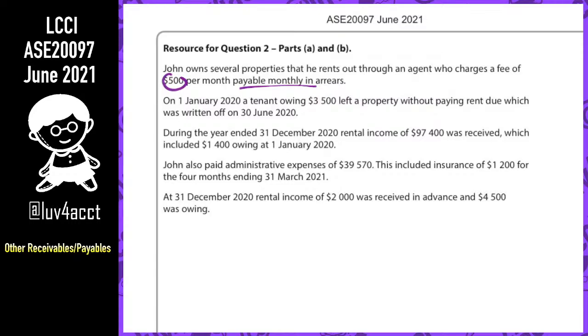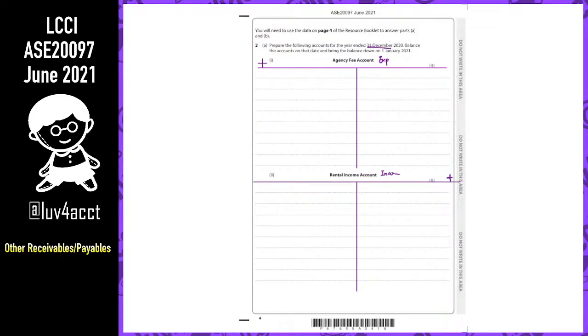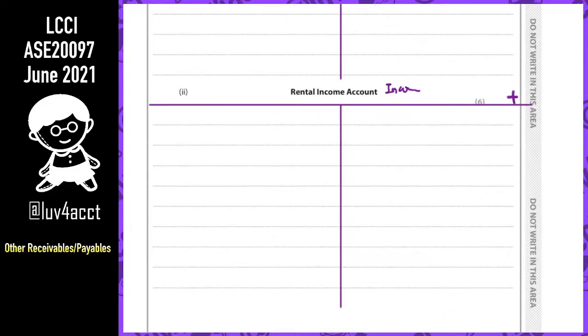At 31st December, rental income of $2,000 was received in advance, and 4,500 was owing. Okay, so let us take a look at rental income first, because we are given more information on rental income.